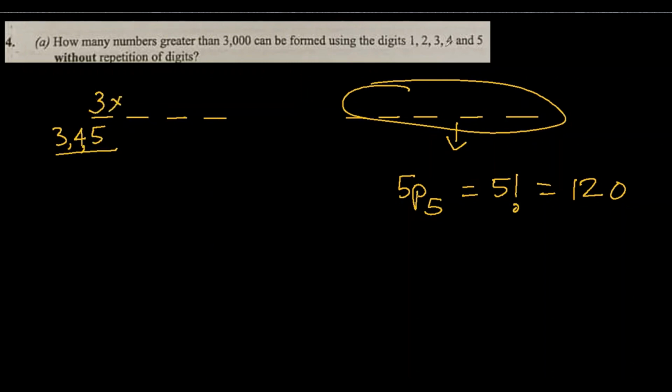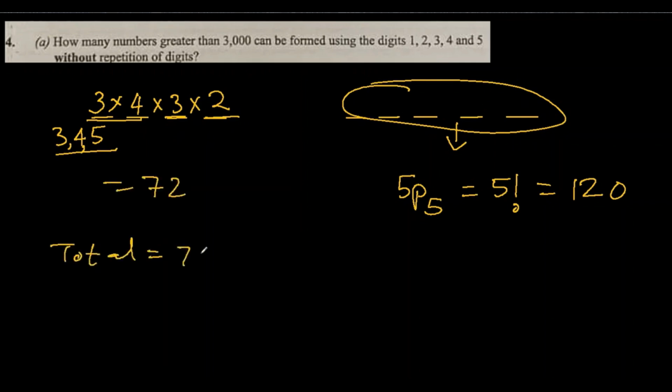Total we have 5. One of these 3 will take the first place, so we'll be left with 4. So 4 for the next, 3 for the next, and 2 for the last one, because repetition is not allowed, so one number will get reduced every time. So 3 times 4 is 12, times 3 is 36, times 2 is 72. So total will be 72 plus 120. Answer is 192. Okay, let's go to the next one.